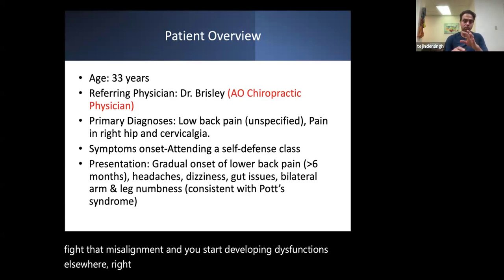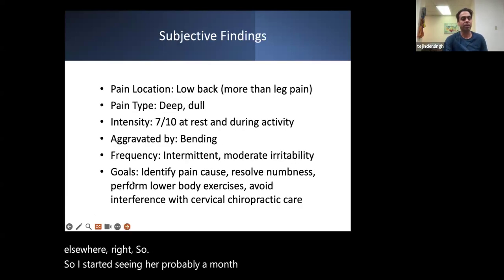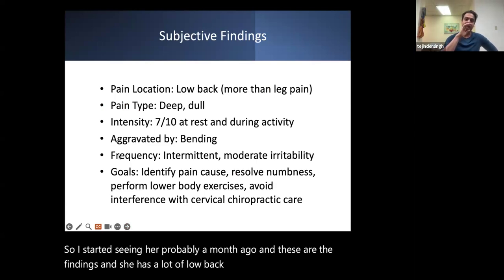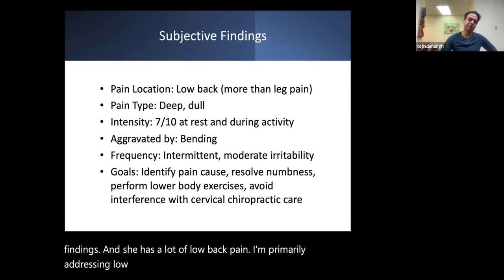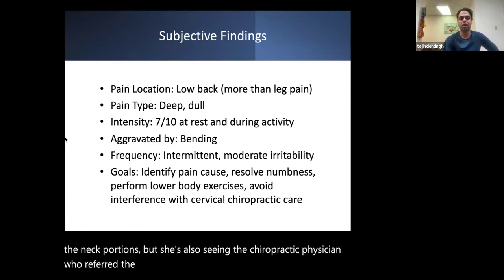So I started seeing her probably a month ago, and these are the findings. She has a lot of low back pain. I'm primarily addressing the low back pain. I did assess her neck and treated some of the neck portions, but she's also seeing the chiropractic physician who referred the patient to me. She has 7 to 10 pain at rest, and during activity it becomes worse.